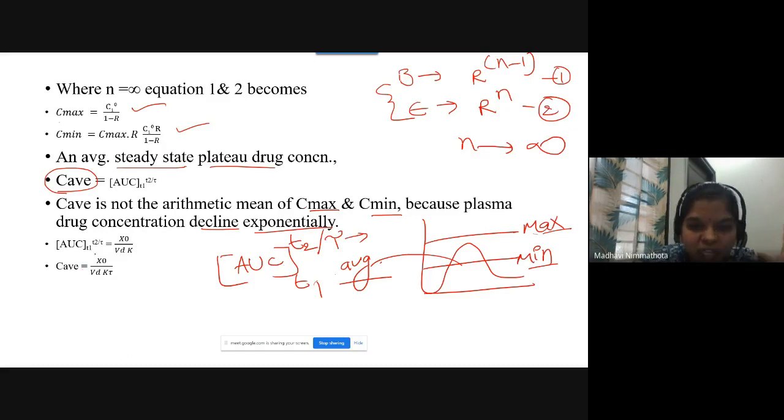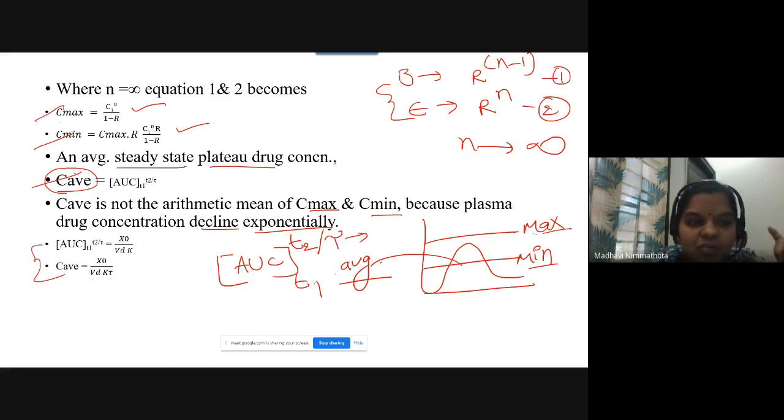So how can you calculate it? With the help of the volume of distribution, the initial amount of the drug and the elimination rate constant. See here, AUC from T1 to T2 divided by tau equals X naught divided by VD into K. Then your C average is equal to X naught divided by VD K tau, tau, not T. So this is about your maximum, minimum and average.